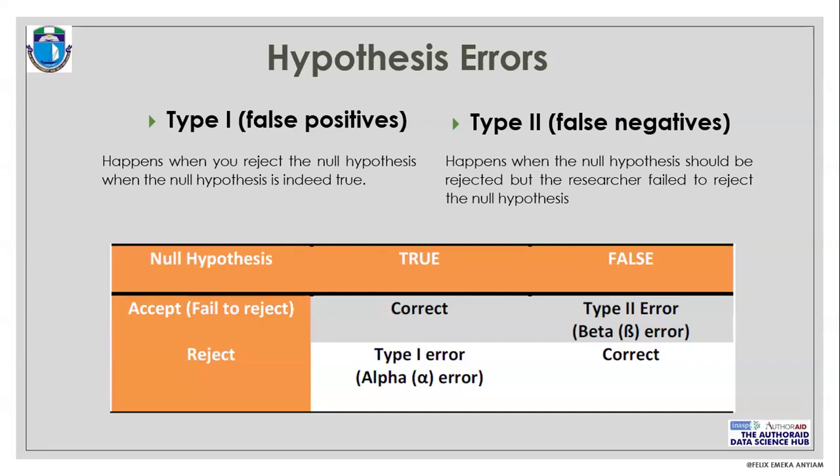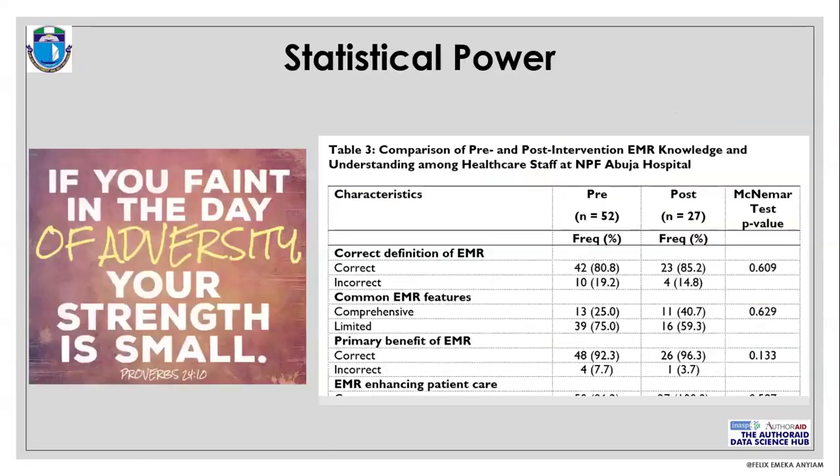You've committed a type 2 error when you accept a null hypothesis when you should have rejected it because there was a significant side effect. So the type 1 and type 2 error plays a role in the power. So let's progress now, since I've given us the foundation. Now, the statistical power, I have two scenarios. First is a scripture, Proverbs 24:10.